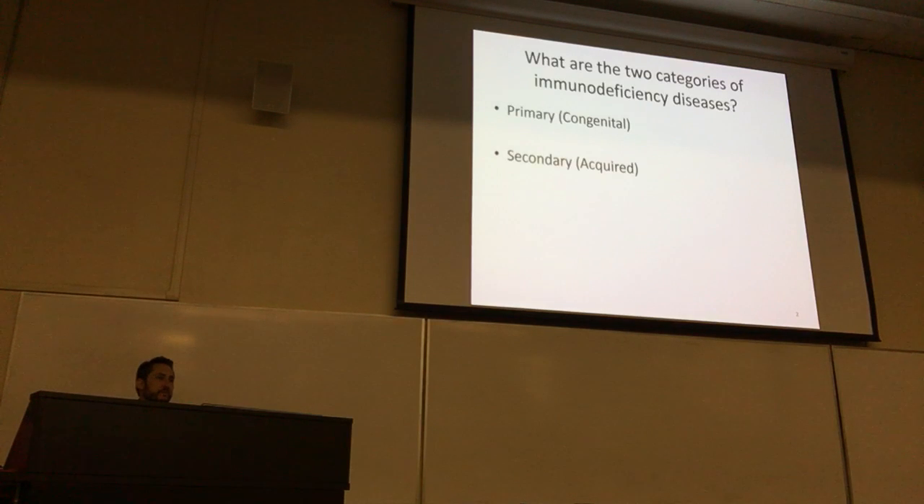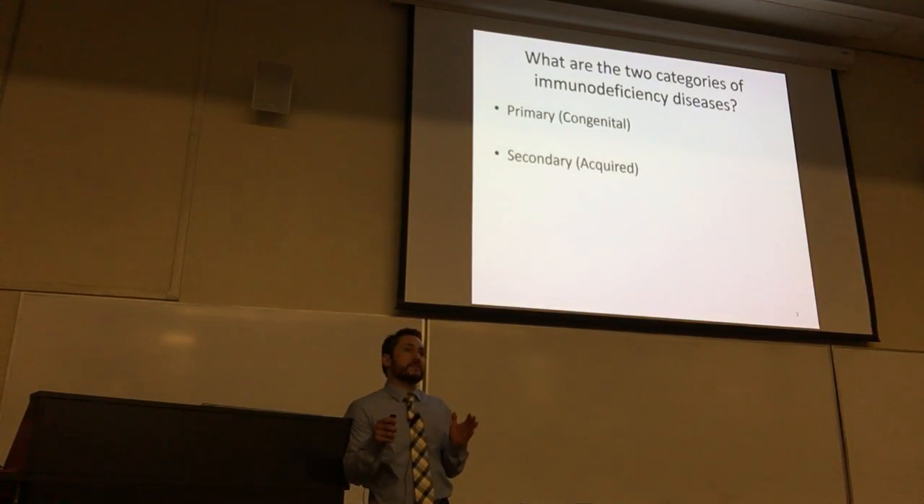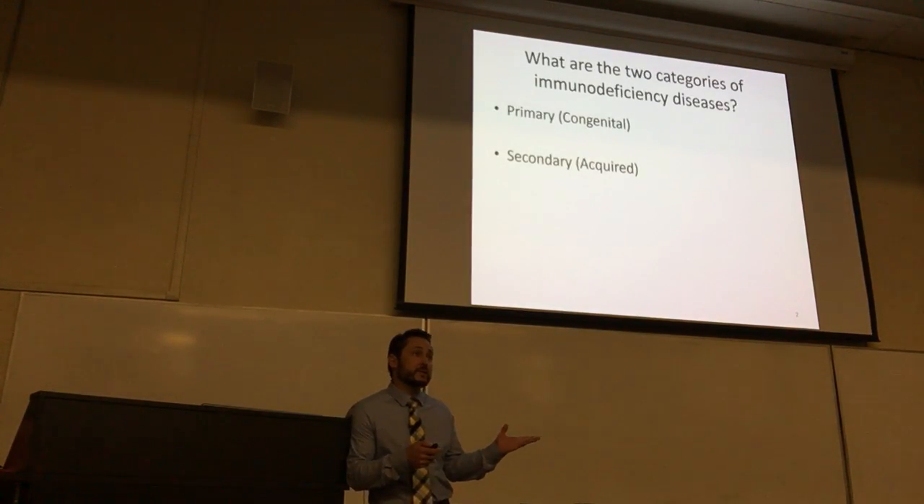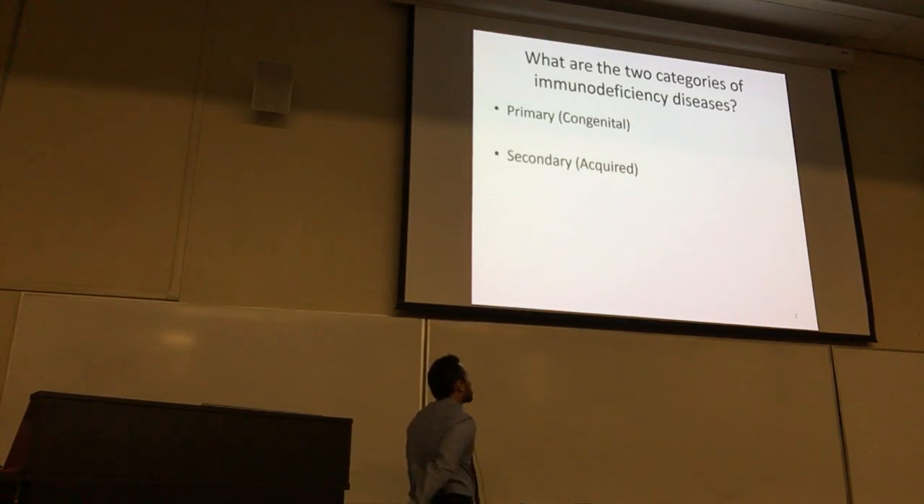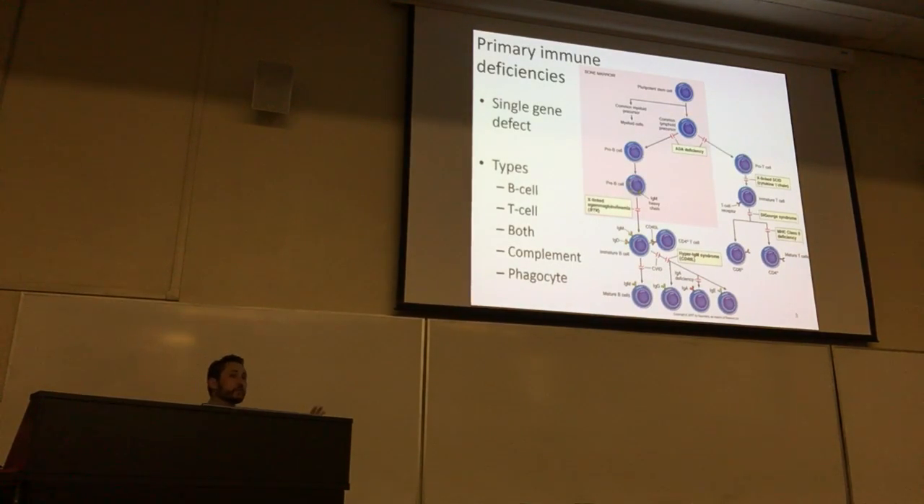And then secondary, another word for that is going to be acquired. You catch it, you pick it up somewhere. Now, acquired could be acquired in utero, right? So an example of a secondary acquired is like HIV. We're going to talk about that example. But HIV isn't congenital, right? It's not coded for, it's acquired. It's picked up, but it can be picked up during development, but that doesn't mean that it was coded by the DNA.